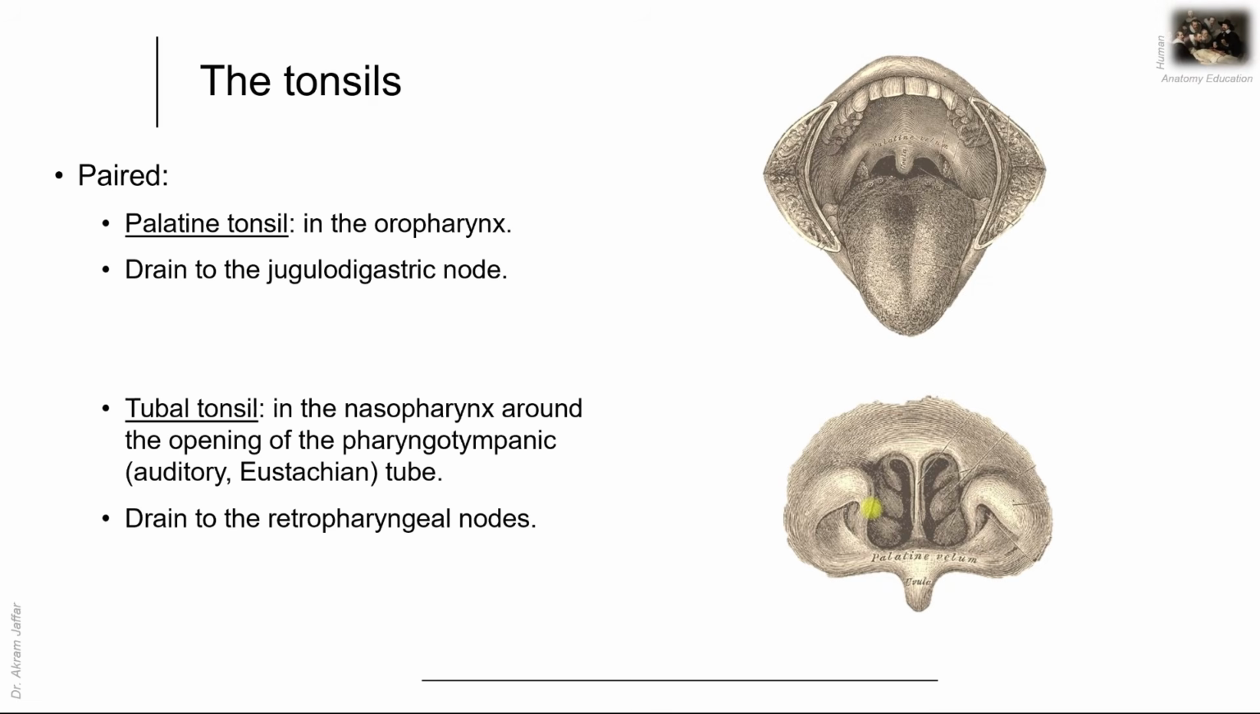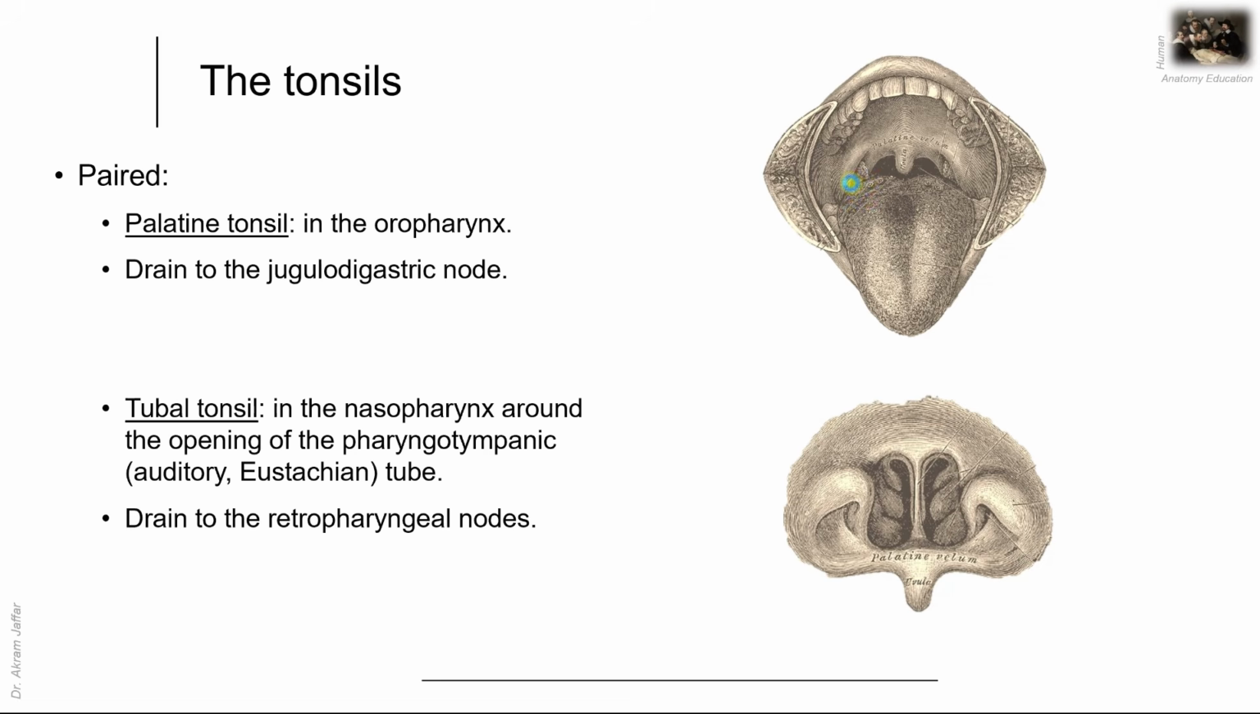This is again to show you the tonsils. We have the paired tonsils, the palatine tonsils, which you can see in front of the mirror, or when you examine a patient with inflamed palatine tonsils. So tonsillitis in general refers to inflammation of the palatine tonsils. And remember that these palatine tonsils are the ones that drain to the jugulo-digastric node. That's why the jugulo-digastric node is called the tonsillar node. It's a member of the upper group of deep cervical nodes.